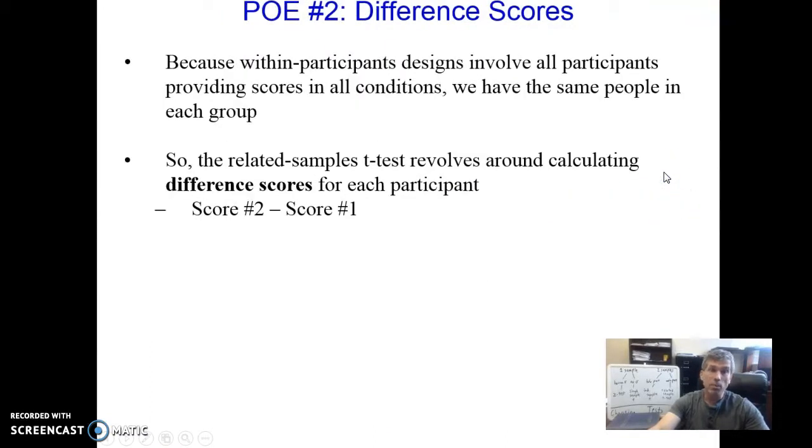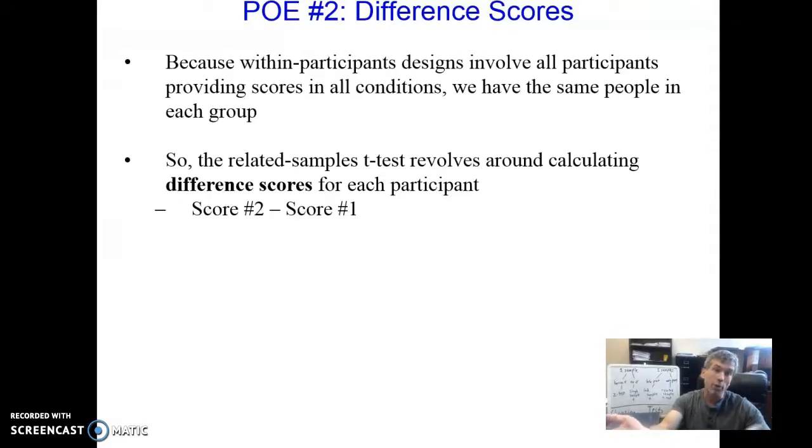So this is our second point of emphasis of this module. Again, because we are measuring every participant once in every condition, we have the same people in each group. By the way, quick thinker question. What would you do in this design if somebody gave you a measurement in one condition and then walked out or refused to answer in the second condition? Now we don't have the same number of scores in each condition.